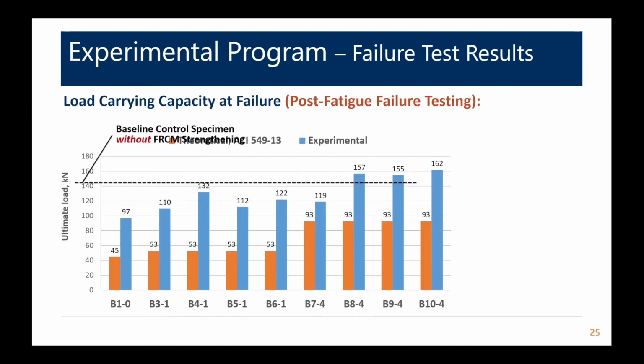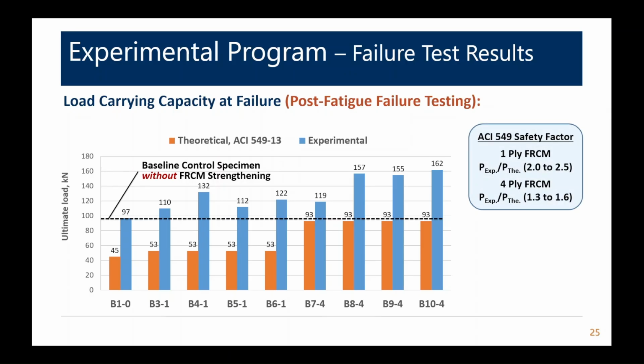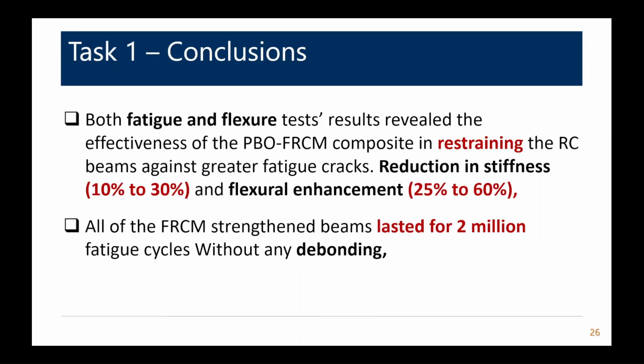When compared to the ACI 549, all the systems we see increase the load carrying capacity, and in orange, the experimental results provide quite a bit of additional capacity compared to what the standard would predict. So we look good there, 2 to 2.5, 1.3 to 1.6 in terms of a safety factor.